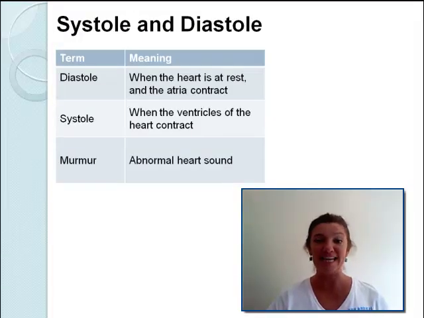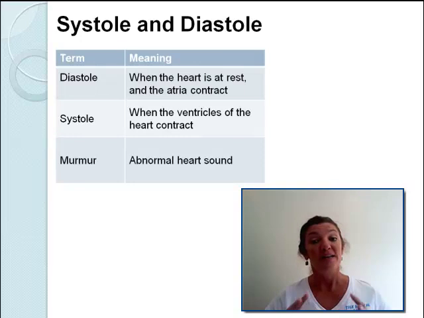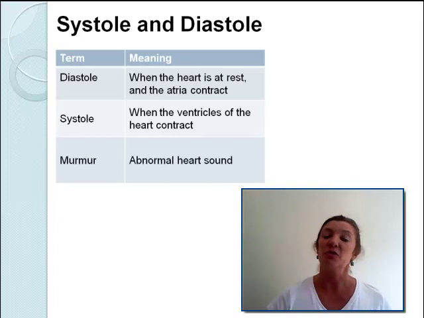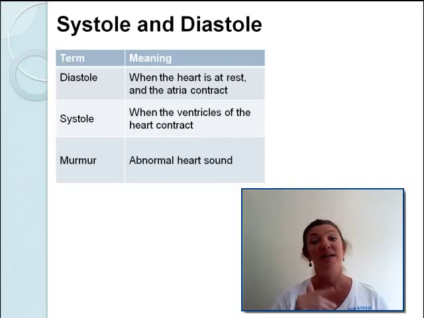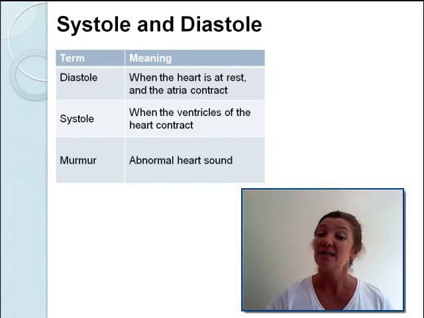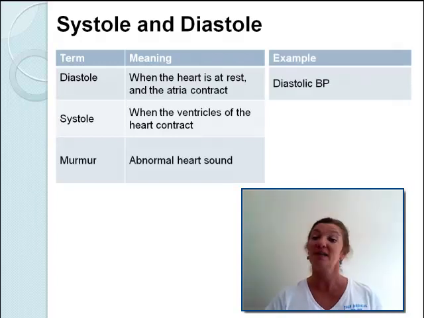The terms systole and diastole are used to describe various aspects relating to blood pressure and murmurs, which are abnormal heart sounds. So let's just remind ourselves what diastole means. Diastole relates to when the heart is at rest and the atria contract, and so the heart is filling with blood. The ventricles fill with blood. Systole is when the ventricles of the heart contract, so pumping the blood out to the body. And a murmur would be an abnormal heart sound. Let's have a look at some terms which use diastole.